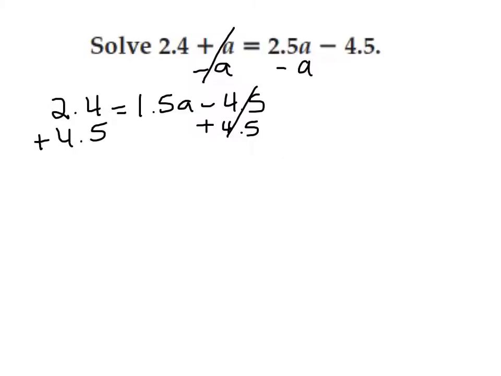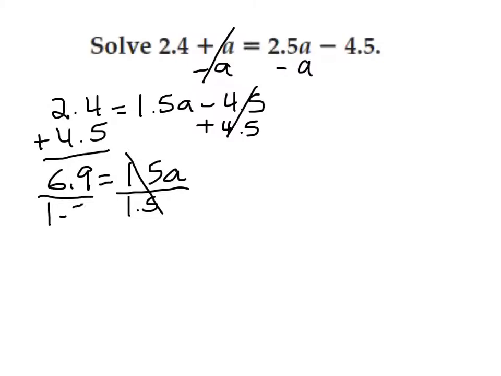I'm going to go ahead and add 2.4 and 4.5. I get 6.9 is equal to 1.5 times a. Notice that the variable is still not isolated, so I'm going to go ahead and divide, which is the inverse of multiplication. Notice I'm only dividing, of course, by 1.5 because I want to isolate the a. Whatever I do on one side, I do to the other.